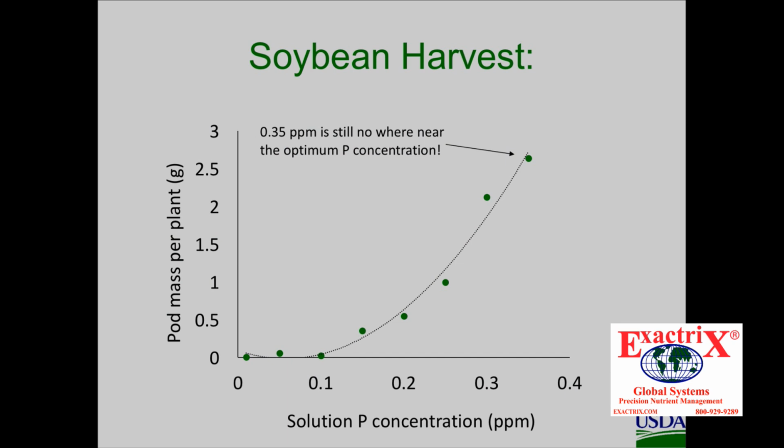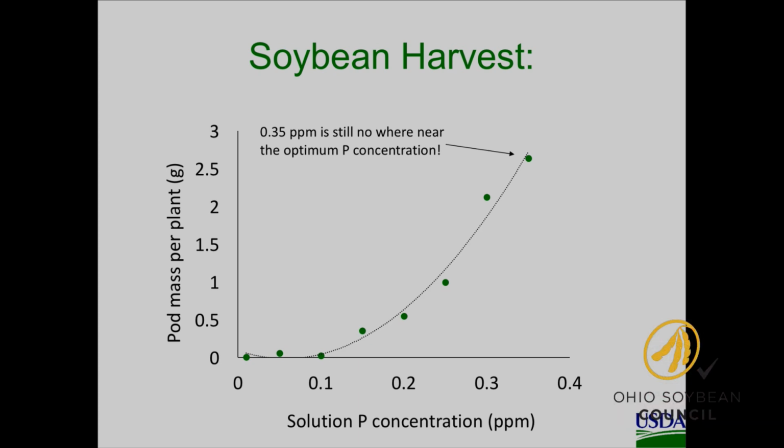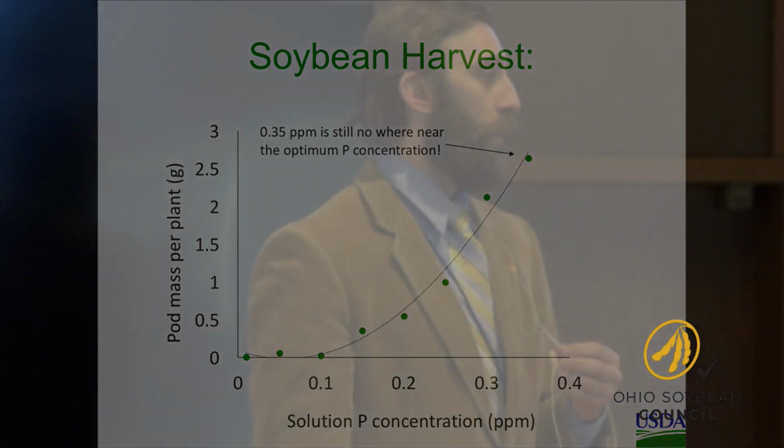Remember, soybean was supposed to be adequate at 0.2 milligrams per liter. We added up to 0.35. We should have had no problem reaching our optimum yield. You can see that's our pod mass per plant. Here we have 0.35 as the highest. Does it look like that's even coming near a plateau on yield? Not even close. We're still highly linear. So soybeans, much too low.